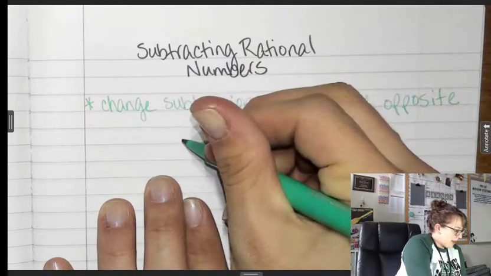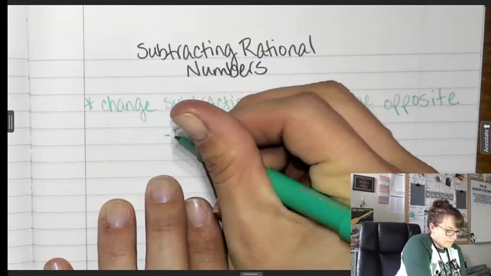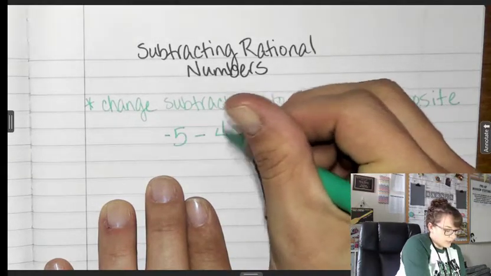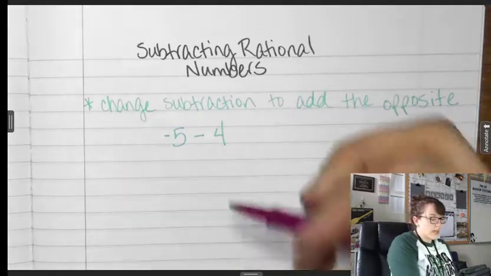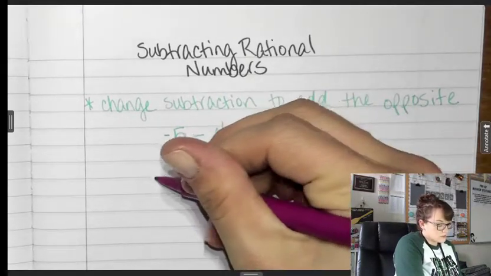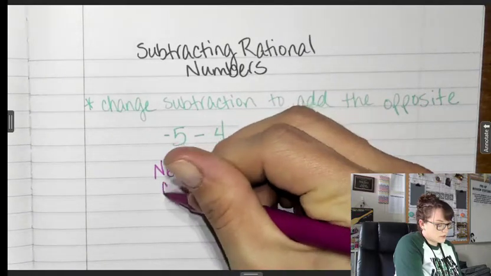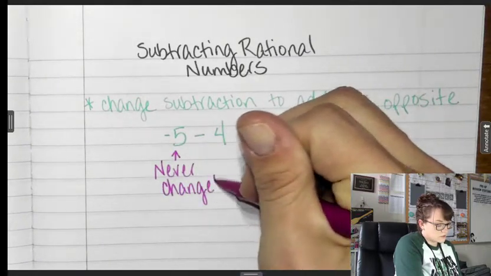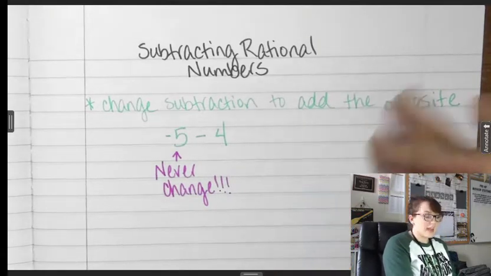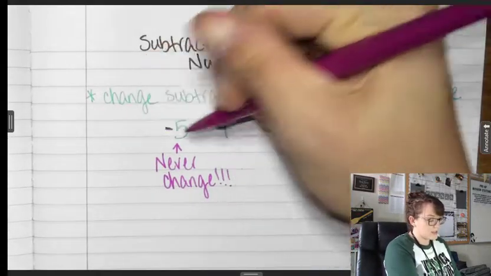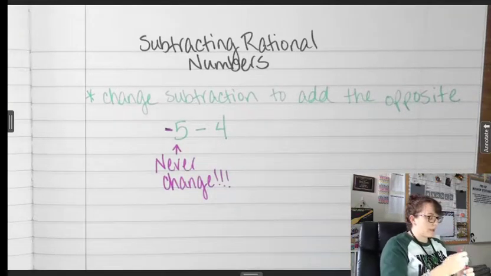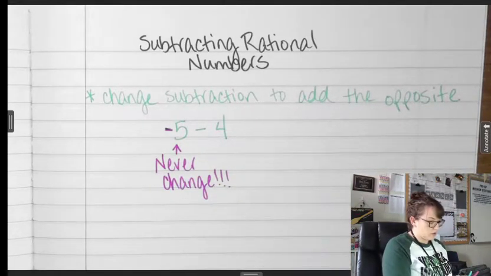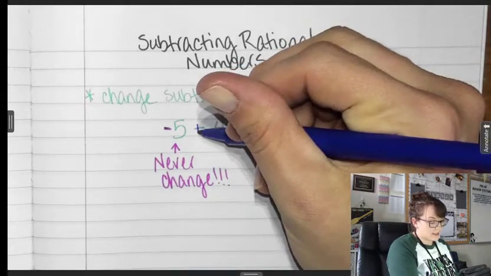So, what I mean by that is if you have negative 5 minus 4, we don't minus 4 anymore. We keep it. You never change this sign. That negative 5 is always negative. It is solid. You can't change it. But now this minus, I'm not going to minus 4. I'm going to add negative 4. Good.